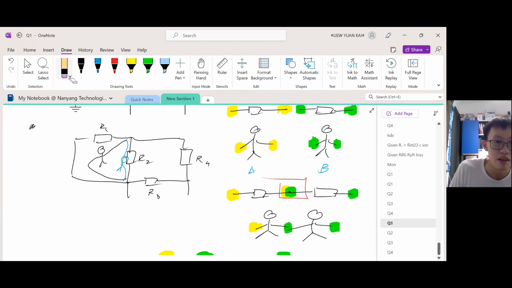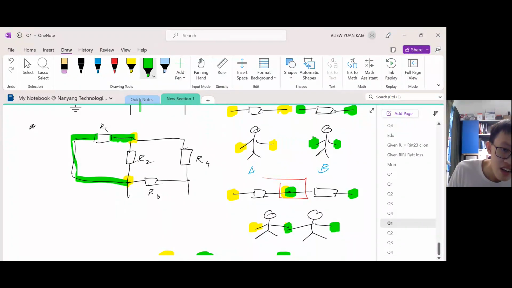So that means they are parallel. This is the hand of R2, and also this is the hand of R2. See, both nodes are holding together. Both terminals are connected together. So that means R1 is parallel to R2.